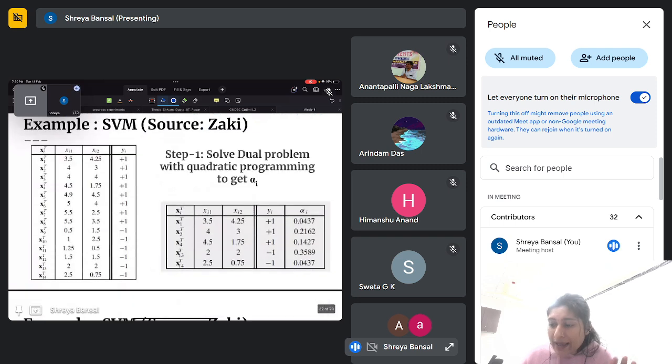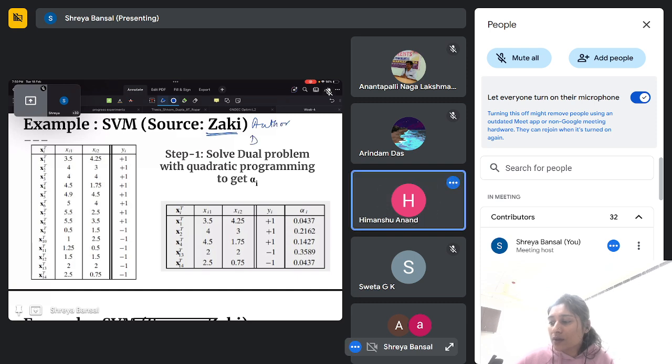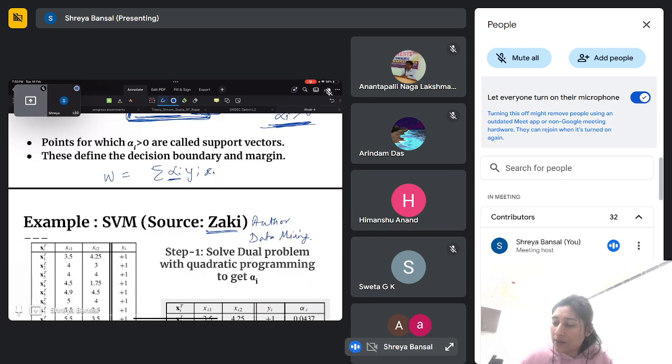I have one example related to this. I have written the course here also. This is a book from Zaki. Zaki is the author. Ma'am, one second, go to the previous slide once. Okay, the book name is Data Mining.